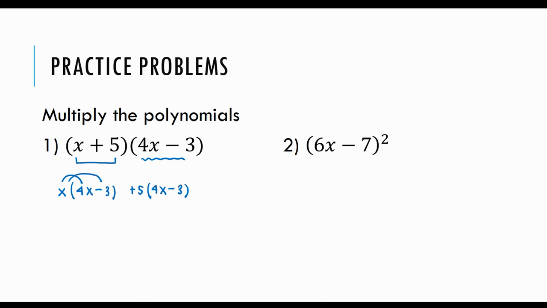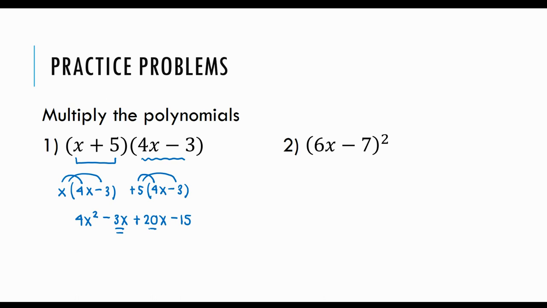So notice that I'm going to start distributing. X times 4x is going to turn into 4x squared. We add exponents when we're multiplying. X times negative 3 is negative 3x. I'm going to distribute that positive 5. 5 times 4x gives us a positive 20x. 5 times negative 3 is negative 15.